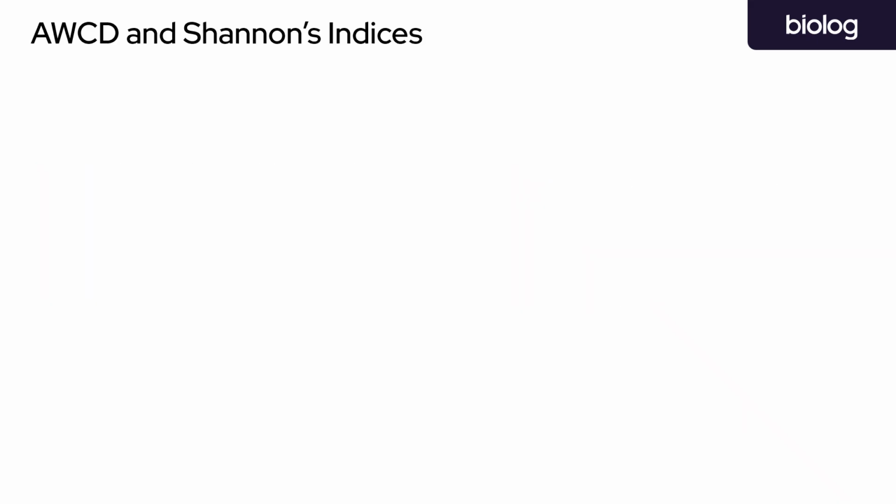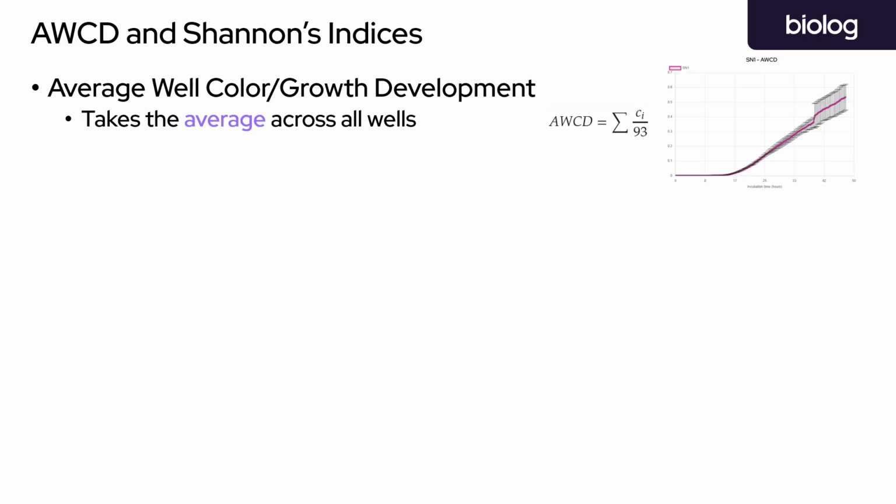Now let's get into the gritty details of how these metrics work. The average well development, as the name implies, takes the average of either growth or color development across the entire plate, which shows the overall metabolic output or growth over a variety of substrates. And this can indicate the overall metabolic output of the community.